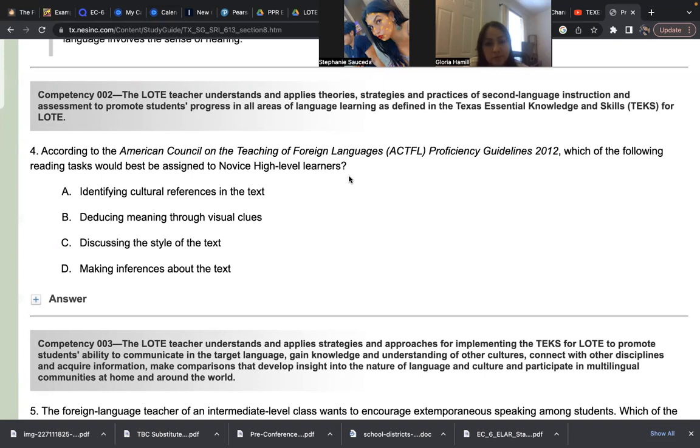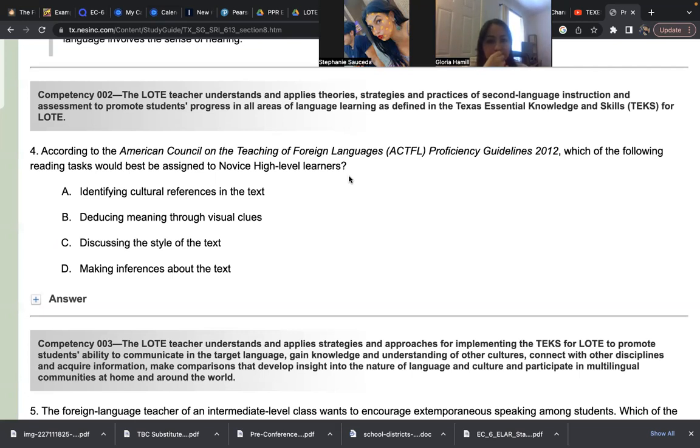Conversational text. Let's see what they have. They're asking us specifically about their reading level, and we're novice high, which means they're not going to be able to read a whole bunch, but they should have some language learned at the novice high level. So we're looking at identifying cultural references in the text, deducing meaning through visual cues, discussing the style of the text, making inferences about the text. And this one is just one answer, right? Right.